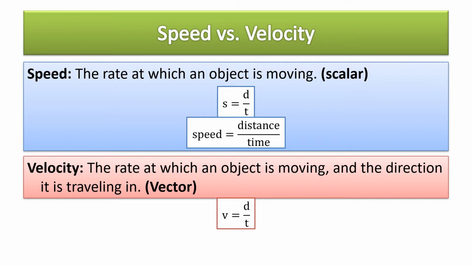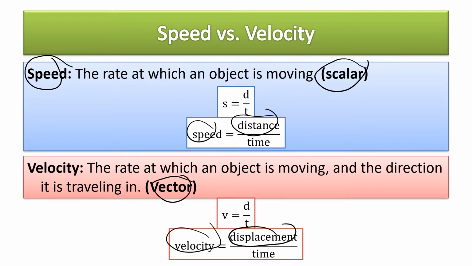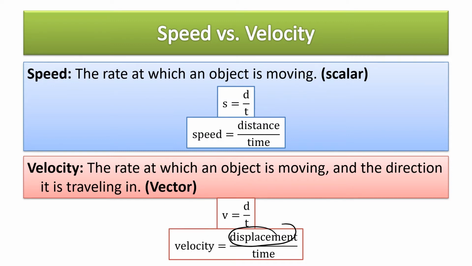But what do you think the d stands for? Is it still going to be distance like it was before? Or should we use a different d? The velocity is equal to the displacement divided by the time. See, distance is a scalar, speed is a scalar, displacement is a vector, velocity is a vector. So the scalars with the scalars and the vectors with the vectors.